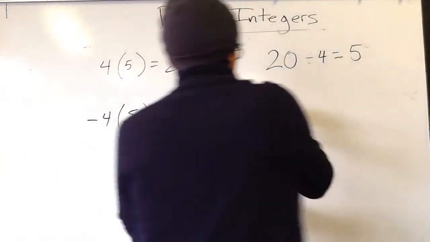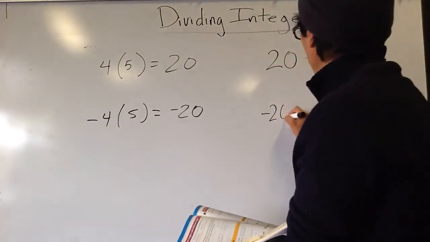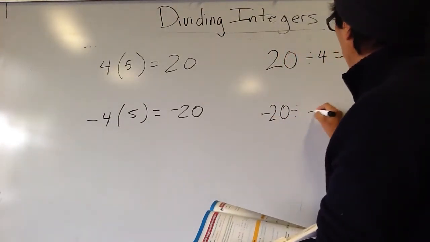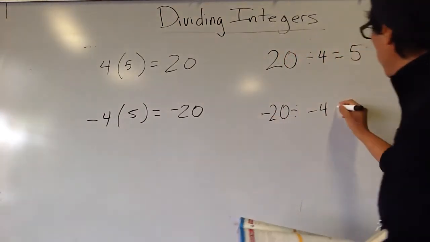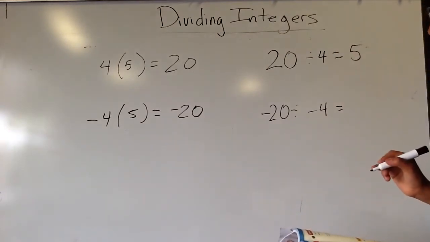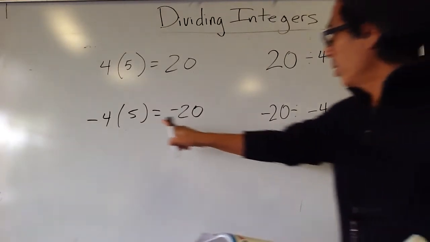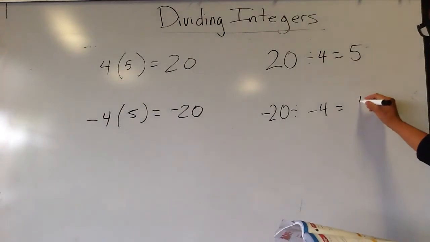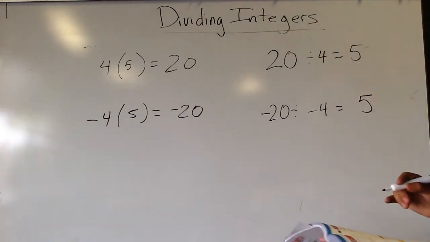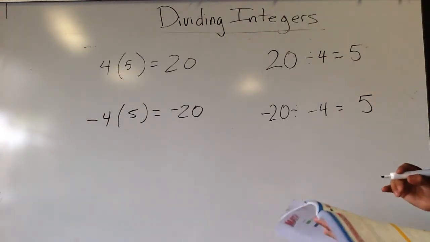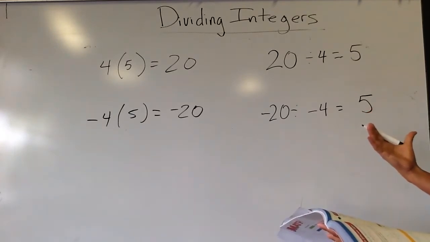All right, so let's take negative 20 and divide it by negative 4. And what are you going to get? You're going to get 5. Right? So see how I used a pattern here?